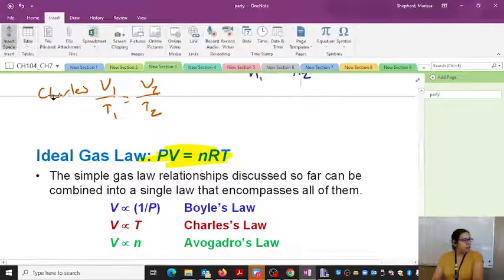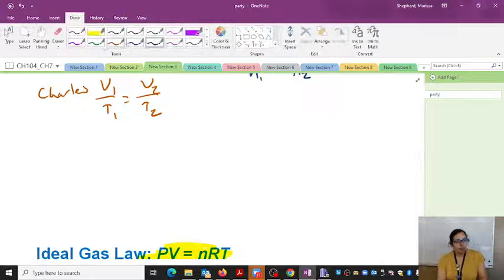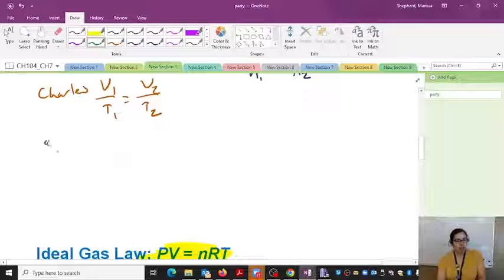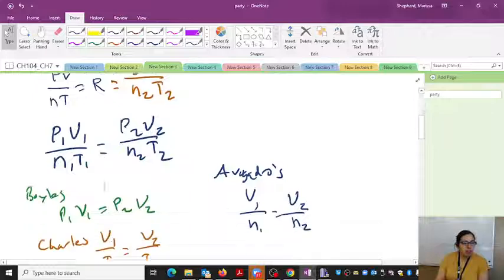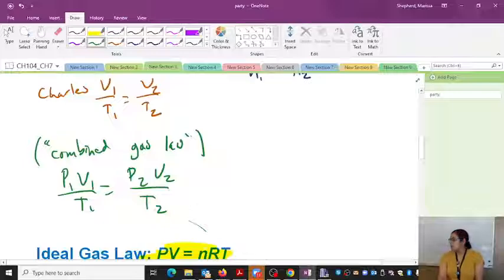And so you might also see something that comes up, which is just this combined gas law. And that's what I thought was on your homework. And you might just see it. And so the relationship that you may see given to you is P1 V1 over T1 is equal to P2 V2 over T2. But you see that's basically the same thing. It's just now holding moles constant.